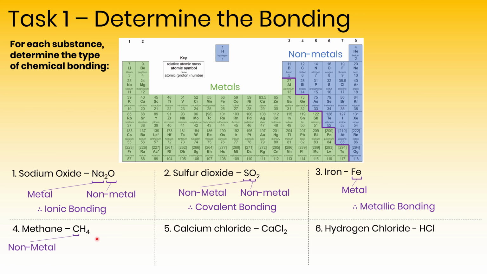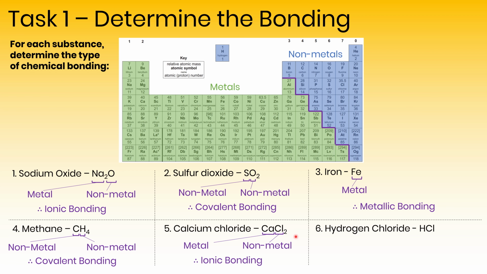Methane contains non-metals only, so it has covalent bonding. Calcium chloride contains both a metal and a non-metal, therefore it has ionic bonding. And hydrogen chloride contains only non-metals, therefore it has covalent bonding.